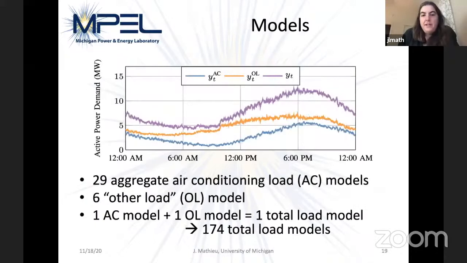So in terms of the case study we do in this paper, this is the plot I showed you before. We're trying to pull the air conditioner load out from the feeder measurement. But what we do is we create models. We assume we have 29 air conditioner models that we created based on a variety of different ways of modeling aggregate air conditioner consumption. We have 6 models of the other load in the network. If you combine an aggregate air conditioner model and an other load model, you come up with one total load model, and all the combinations come to 174 load models. So for this paper, the algorithm is incorporating all 174 load models and evaluating them at every time step.